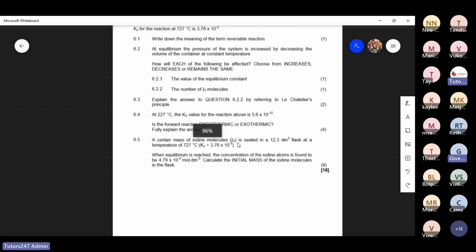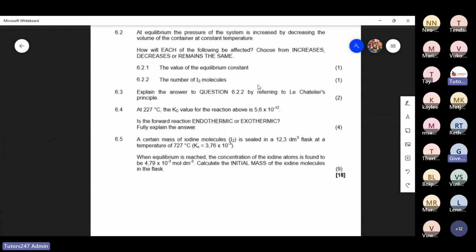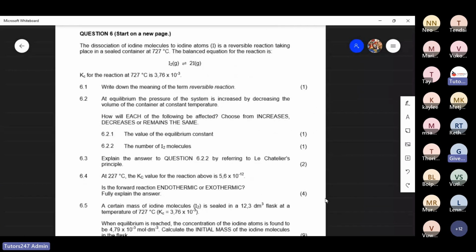Okay, so this is a 2020 question, November question paper. Yes, Boipelo, you still have your hand up. Murendeni, what do you mean, the catalyst theorem? I'm not sure what you're referring to. Okay, let us proceed.